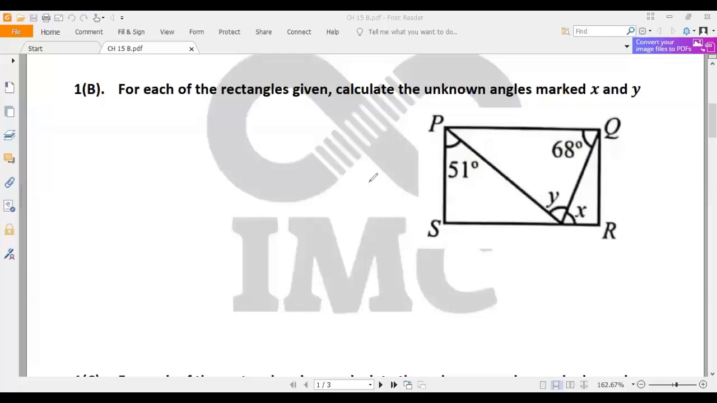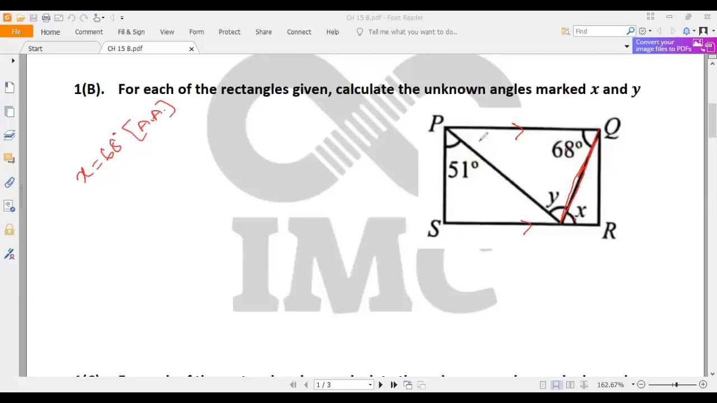1b, same question. For each of the rectangles given, calculate the unknown angles marked x and y. We can say PQ and SR, these two lines, are parallel and equal. By using this idea, we can easily solve it. If these two are parallel, then this must be a transversal line. So we can say x and 68 degrees are alternate angles and they are equal. So x equals 68 degrees.